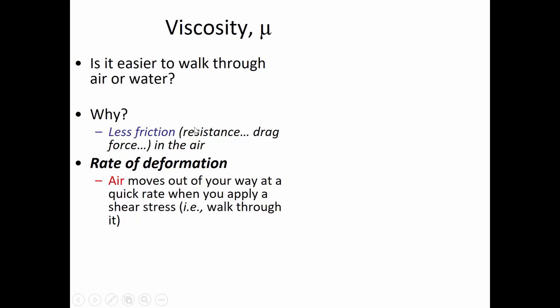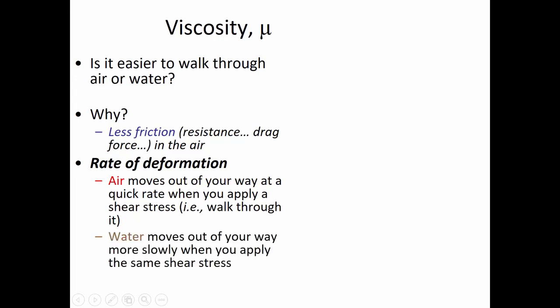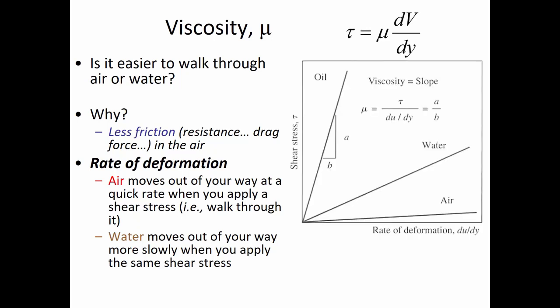So air moves out of your way at a quick rate when you apply a certain shear force, and we don't have unlimited strength to push the water out of the way at the same speed that we normally walk through air. So we could graph that, actually. We could graph for a certain shear stress that you're applying. Think of that as a force. For the amount of force that you're applying, there's lots of deformation for air, very little deformation for water, and even less for oil, for that same amount of shear stress that is applied.